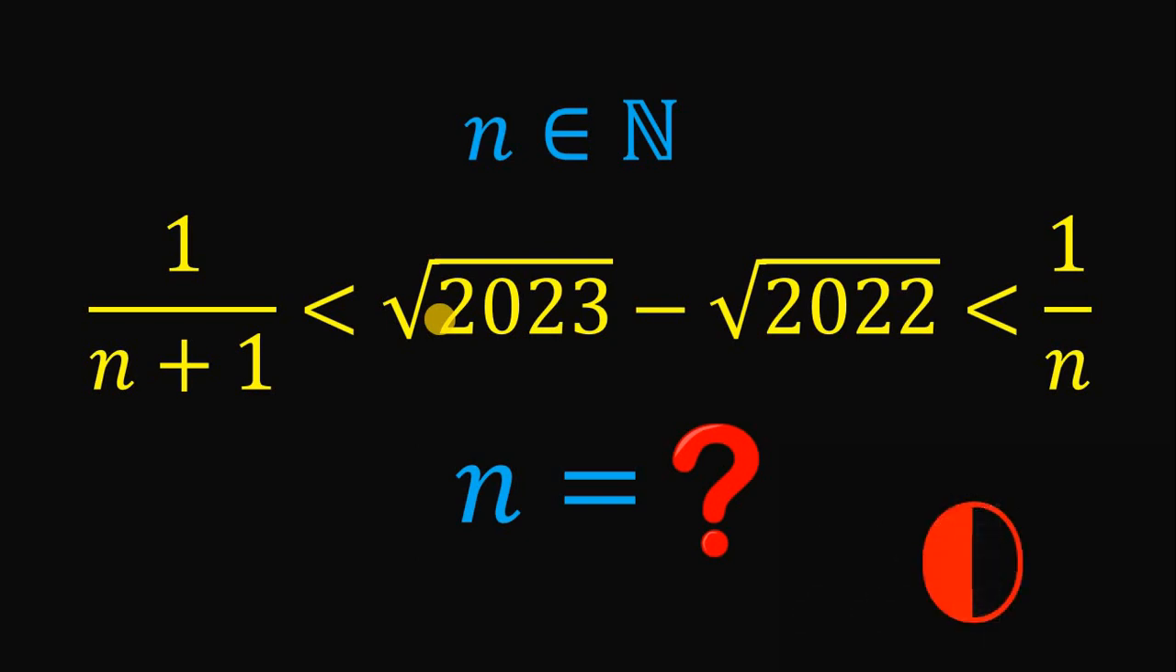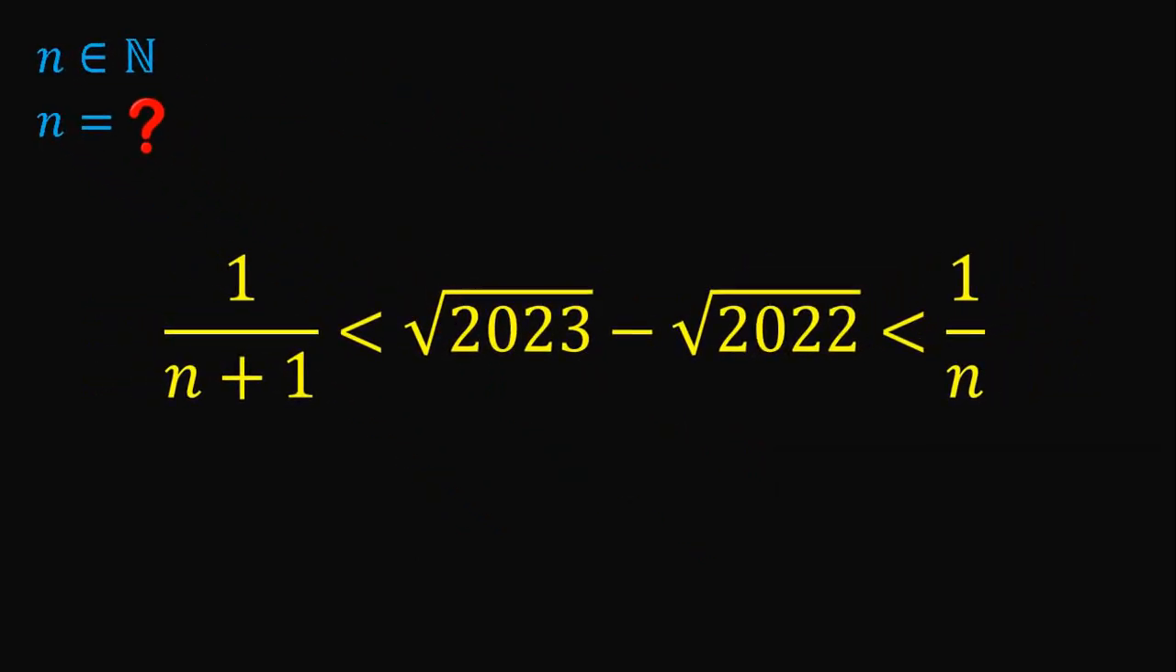And now let's answer this question together. So, given this inequality, it says that square root of 2023 minus square root of 2022 must be greater than 1 over n plus 1 and less than 1 over n, wherein n is a natural number. Then our goal is to solve for the value of n.